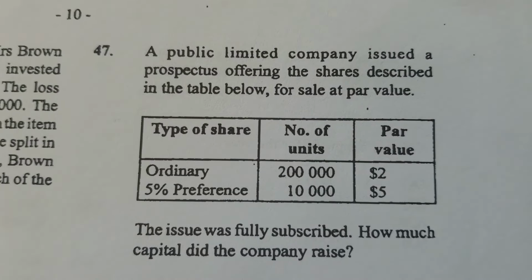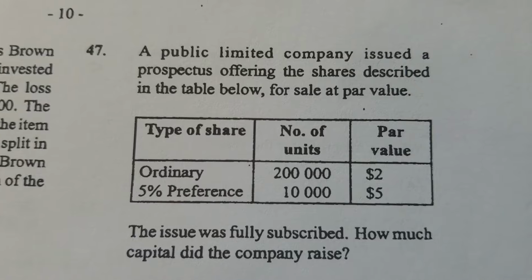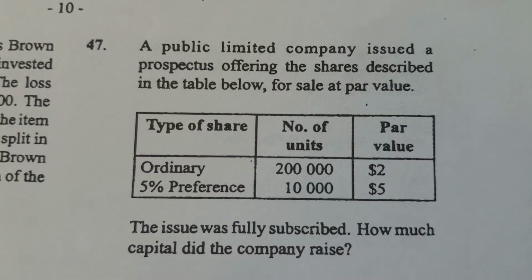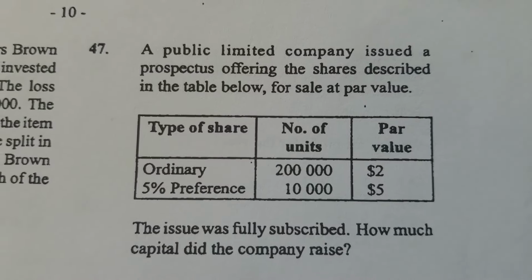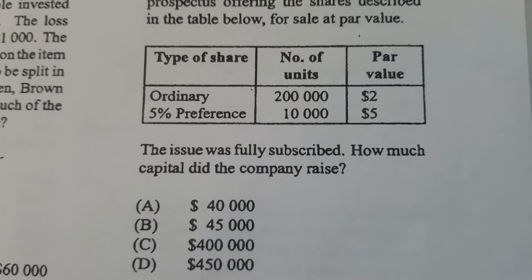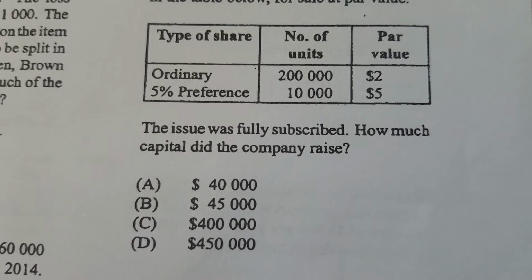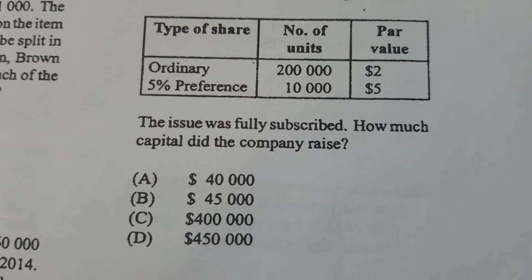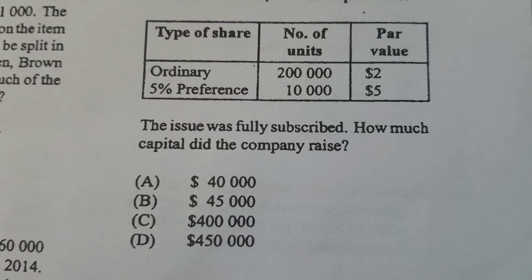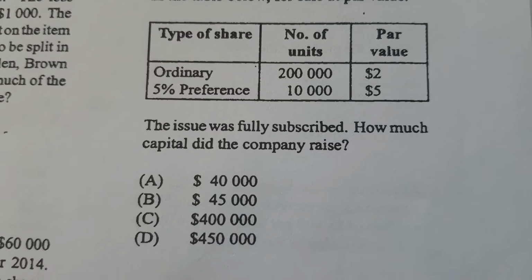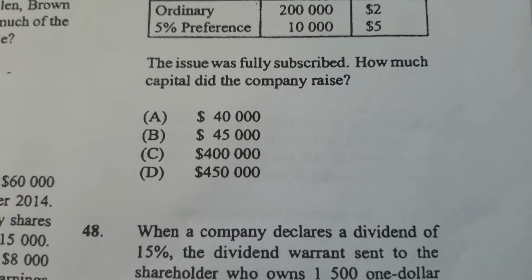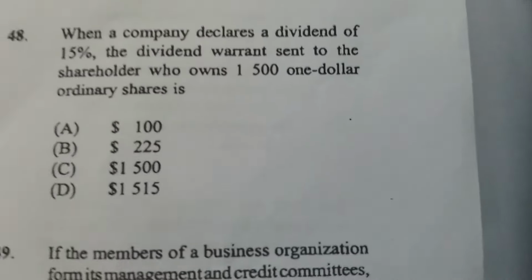Question 47 tells us that a public limited company issued a prospectus offering the shares described in the table below for sale at par value. So we are seeing ordinary shares and preference shares. They have been listed. The question to us is, the issue was fully subscribed. How much capital did the company raise? So all we're going to do is multiply the 200,000 times 2 and then the 10,000 times 5, and we add those two totals and we should get an amount of $450,000. Let's go to question 48.